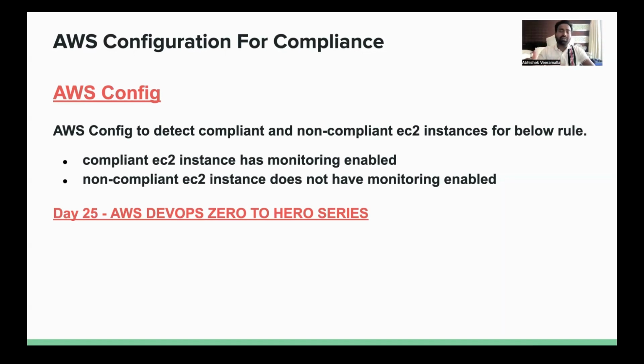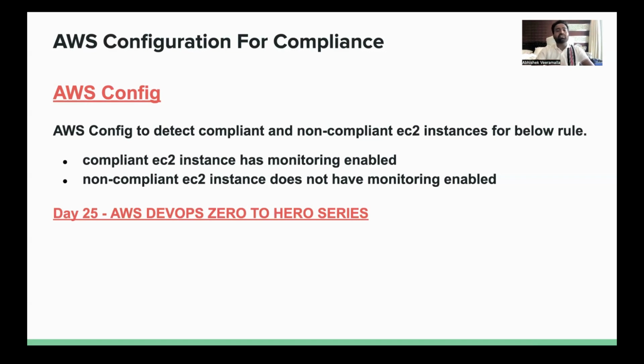you can run AWS Config. AWS Config is a service, and in this service, to define your custom rules, you can write Lambda functions and attach them to AWS Config. And this AWS Config will let you know if your resources are compliant or non-compliant.